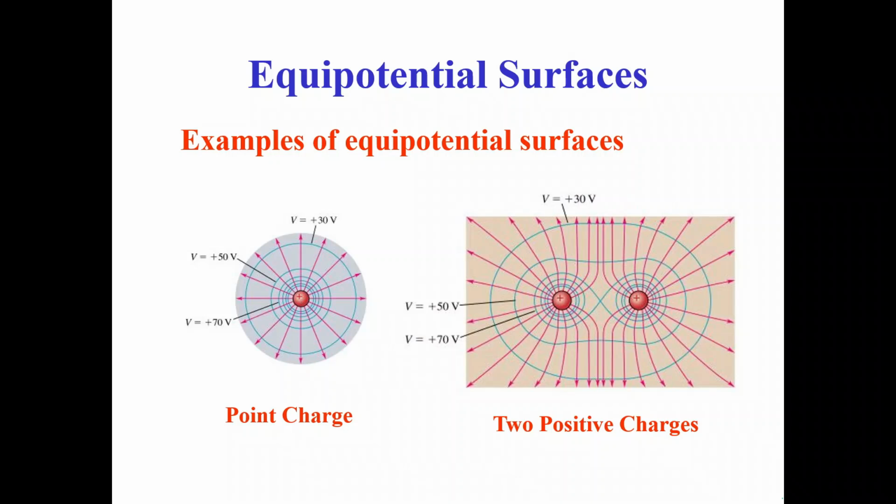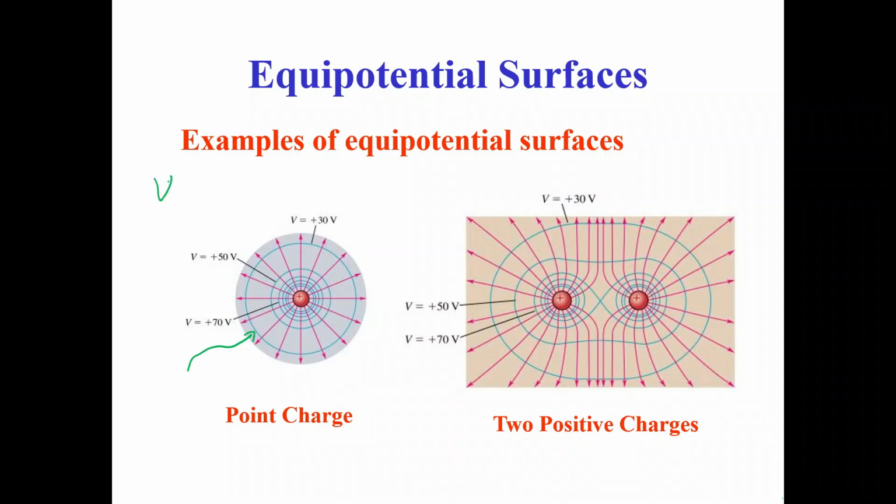So here are a couple examples of those equipotential surfaces. The first one on the left is for a point charge. The equipotential surfaces are represented in this image with these blue lines. A couple of things we notice: these are going to be spheres. In 2 dimensions they look like circles, but they're actually going to be spheres.